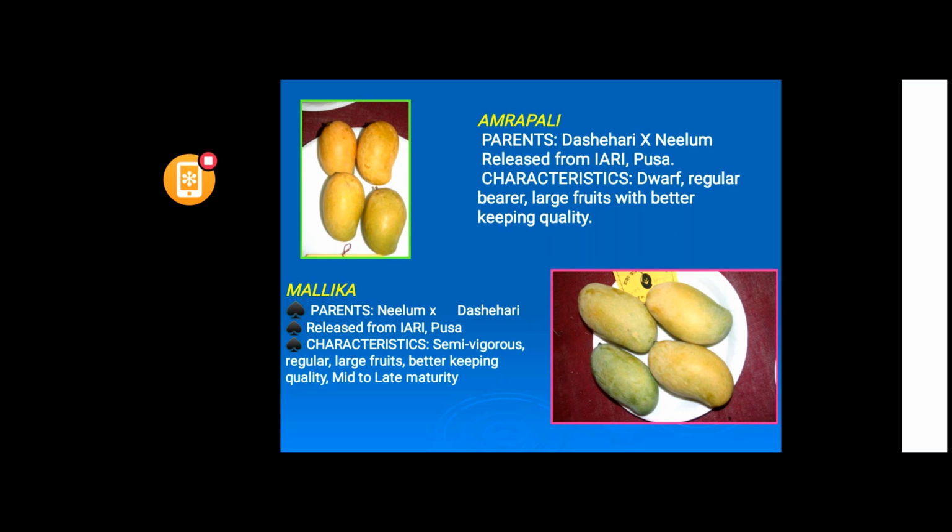Mallika is another variety. Amrapali was developed from Dashari into Neelam, released from IARI Pusa, characteristically dwarf, a regular bearer, with large fruit. But Mallika is the reciprocal cross, Neelam into Dashari, released from IARI Pusa, with characteristics of semi-vigorous, regular, large fruit, better keeping quality, mid to late maturity.